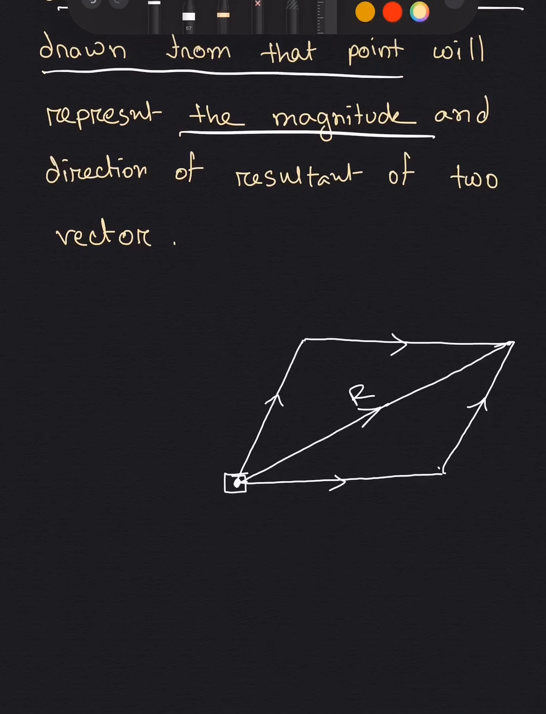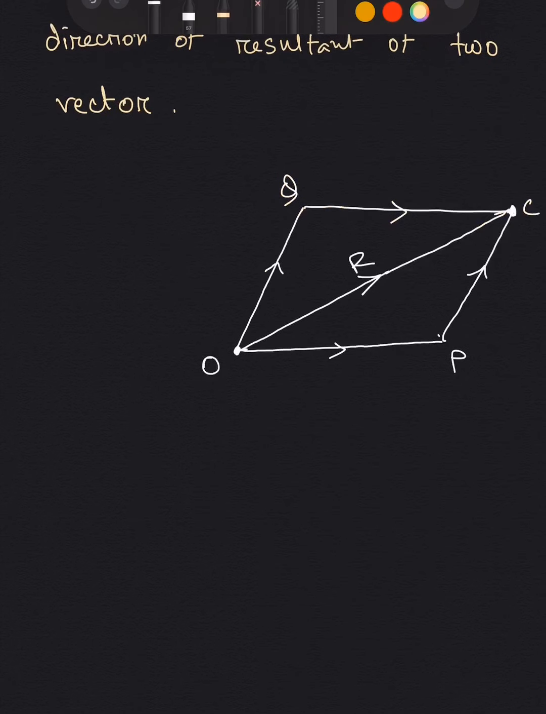Now, let us complete the figure. This book is at the point O and it is forced to the point P by the left hand, and this is forced to the point Q by the right hand. And let us give a name to the fourth point C and give the name of the vectors. OP vector is denoted by A, OQ vector is denoted by B.